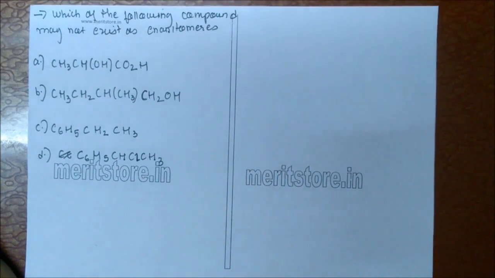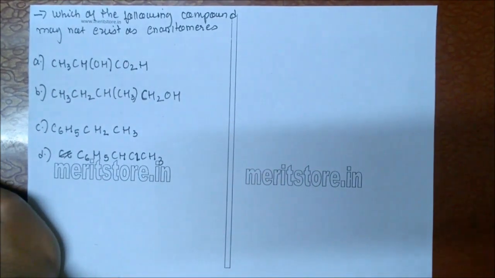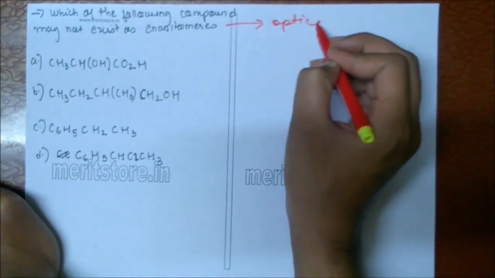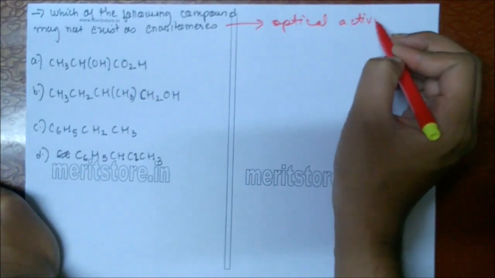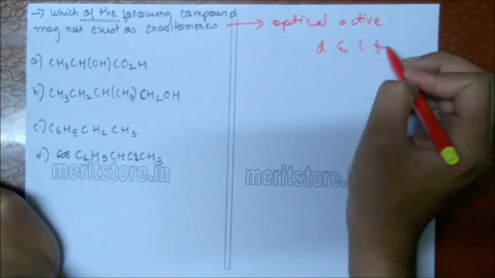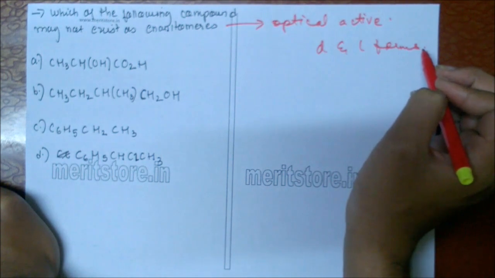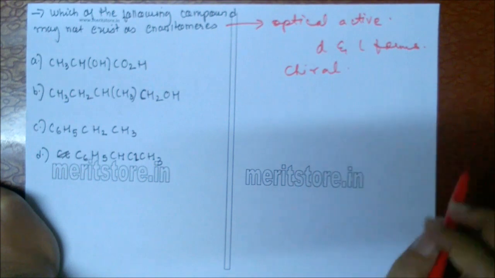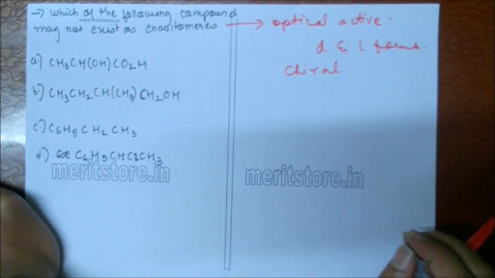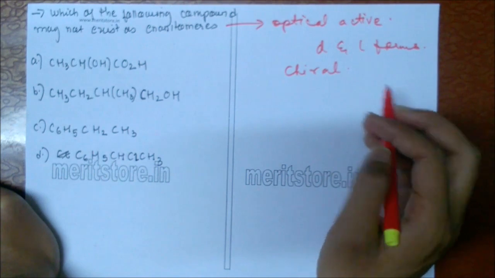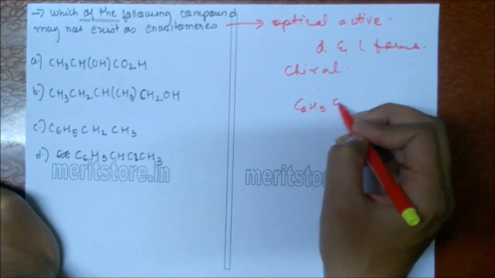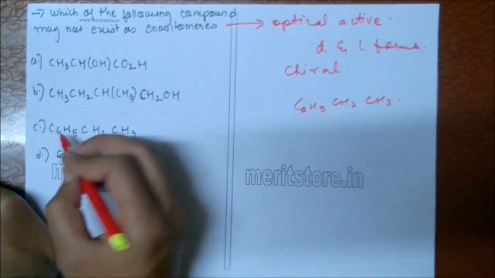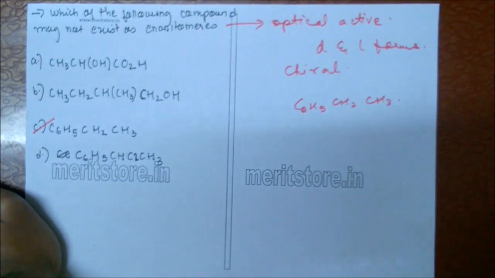Which of the following compounds may not exist as an enantiomer? Enantiomers are optically active compounds which have D and L forms. For being an enantiomer, there should be a chiral center in which all the attached groups are not the same. Here we have C6H5, CH2 and CH3. The chiral center is absent, so it does not exist as an enantiomer.